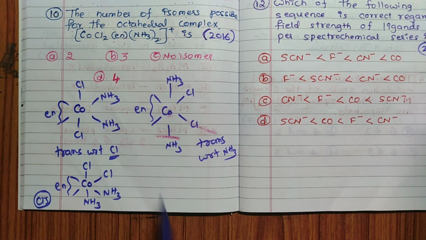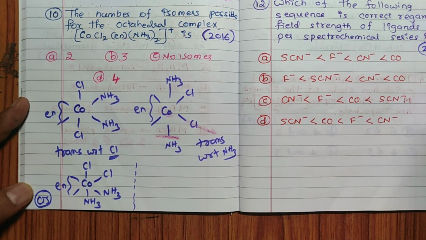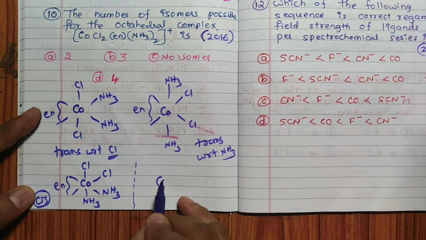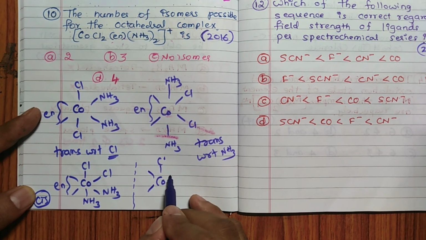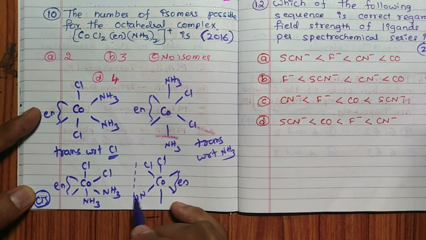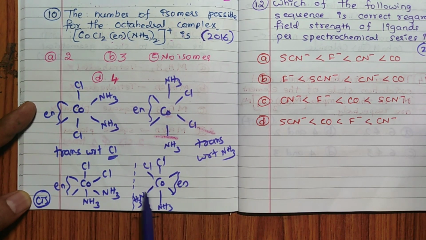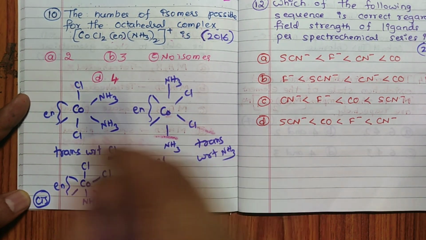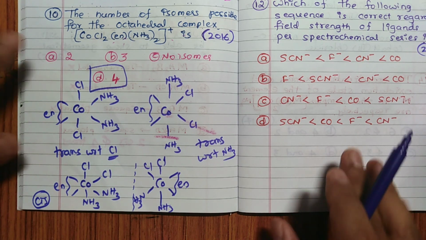Now think about optical isomerism. The trans cannot show it; this cis can show optical isomerism. Consider this as D, and draw its mirror image: Co, with en here, Cl here, Cl here, NH3 here, and NH3 here. Right? So optical isomerism is possible for this. In total, how many? Four isomers are possible for this complex. So the answer is D. That was a 2016 asked question.